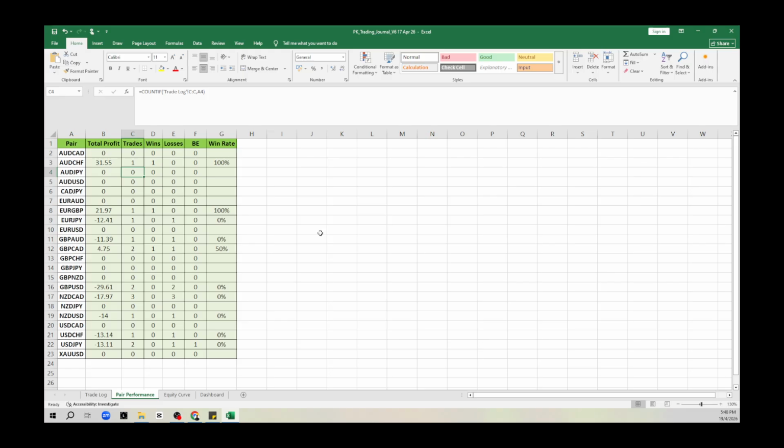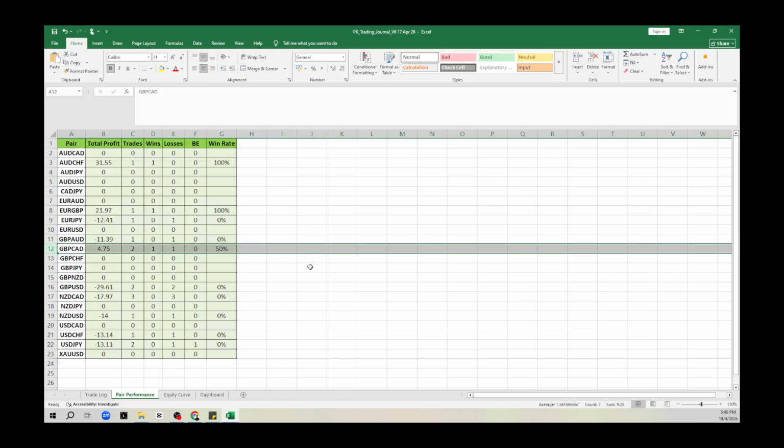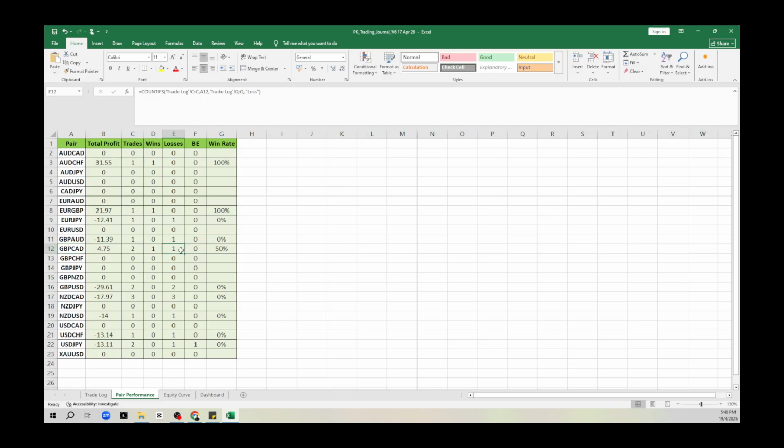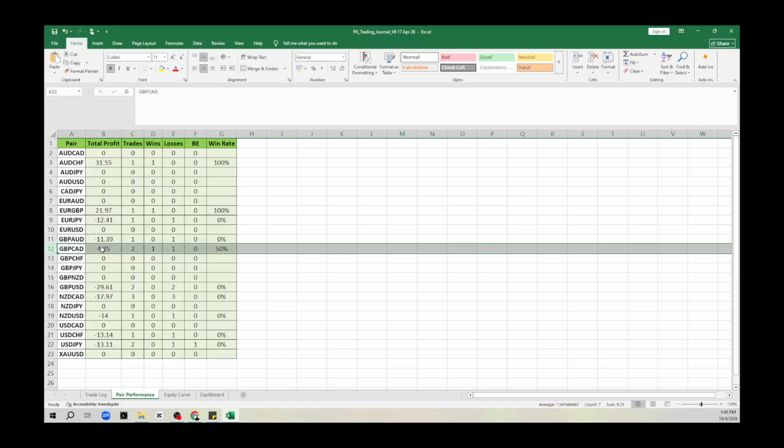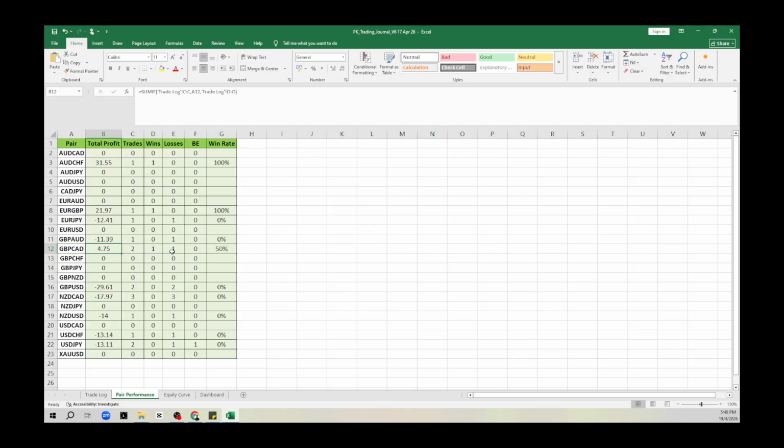Now, what I want to show here is this one, GBP-CAD. For GBP-CAD, we have taken 2 trades so far, out of which one was a win, one was a loss. So the average win rate is now showing 50%, right? And overall, under the GBP-CAD currency pair, I'm actually in profit despite having 1 loss and 1 win. Overall, I'm in profit, right? 4.75.